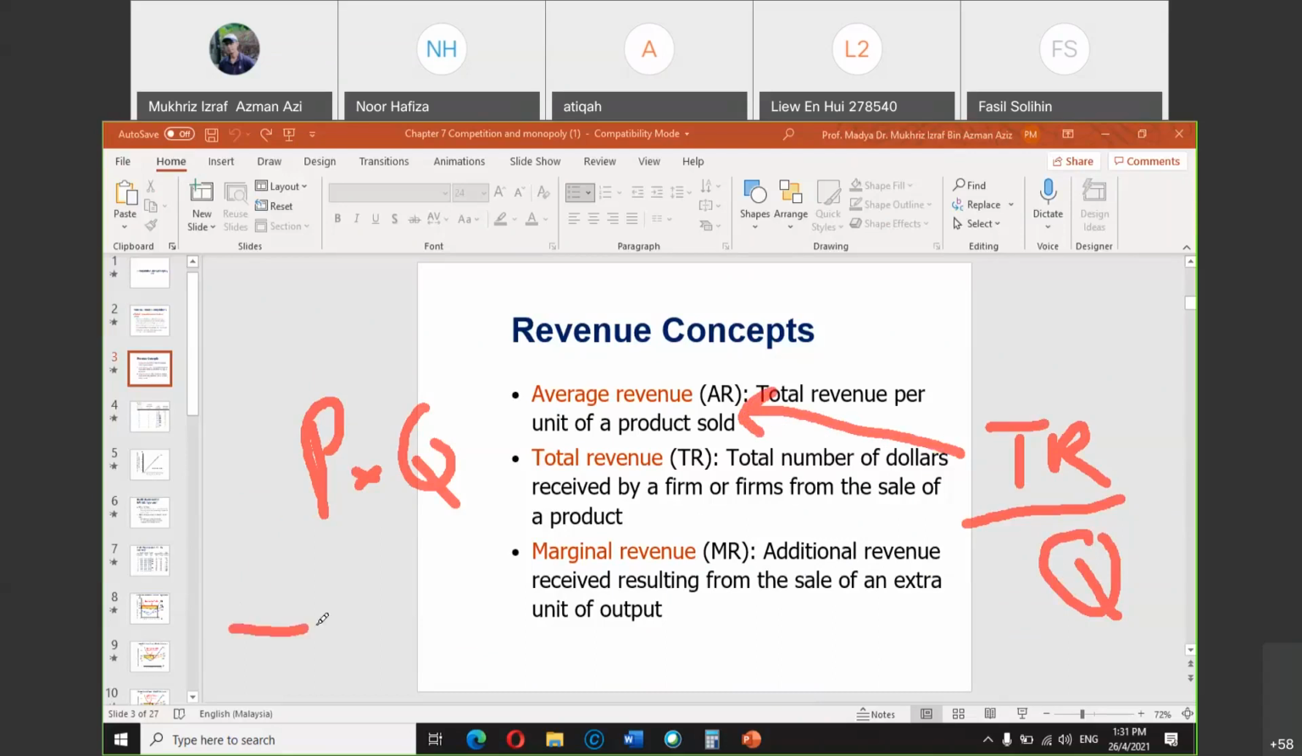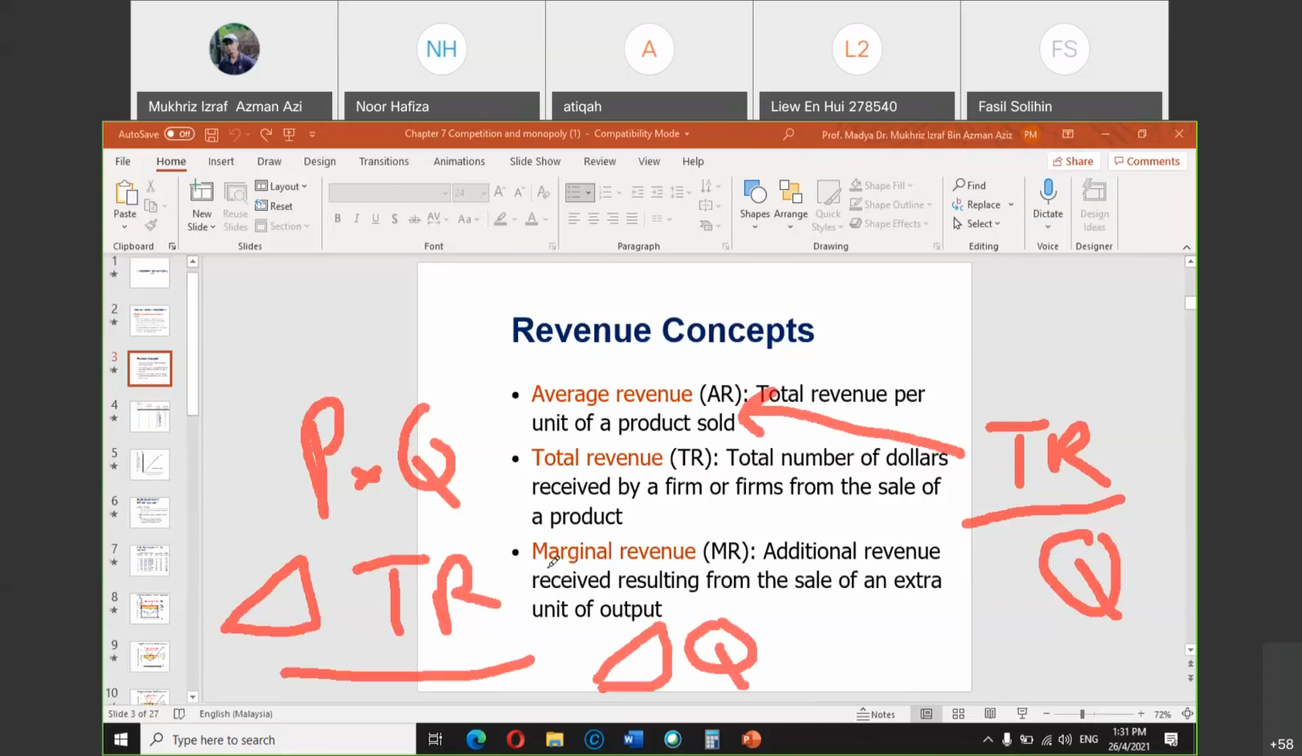Marginal revenue is the same concept that you learned on marginal cost and marginal product. Marginal revenue is the change in total revenue divided by the change in output. So that is marginal: the additional revenue earned by selling one unit more of output. But average revenue, the average or the mean, will be TR, total revenue, divided by quantity. First, TR is obtained by P times Q. Marginal revenue will be the change in revenue divided by the change in output.